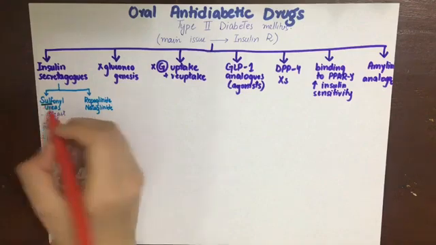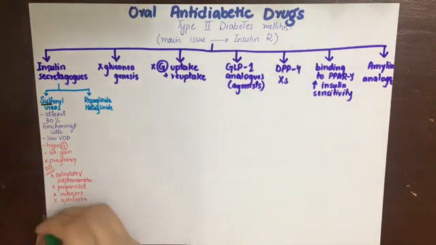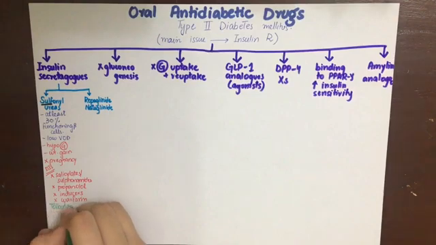Enzyme inducers such as rifampicin and phenobarbital will reduce its effect by increasing its metabolism. Warfarin and sulfonamides will inhibit its metabolism and increase their plasma level and lead to severe hypoglycemia.